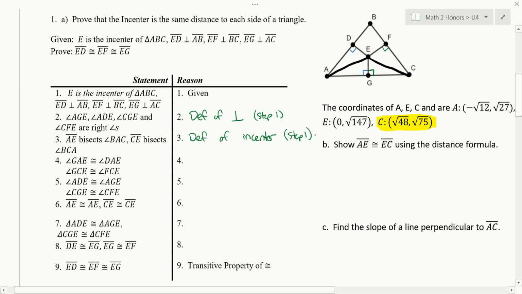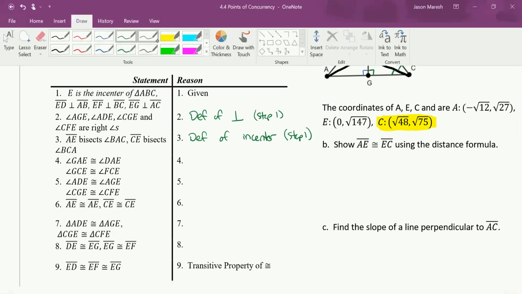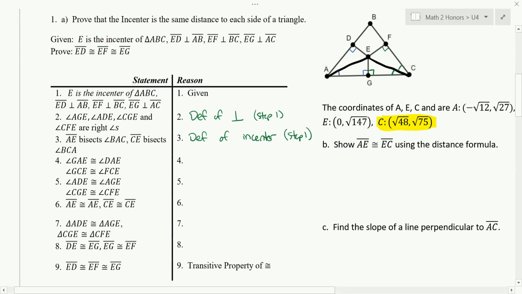So then 4 says that angle GCE, this angle here, is going to match this angle here, and it also says this angle here is going to match this angle here. Why would we say that for step 4?